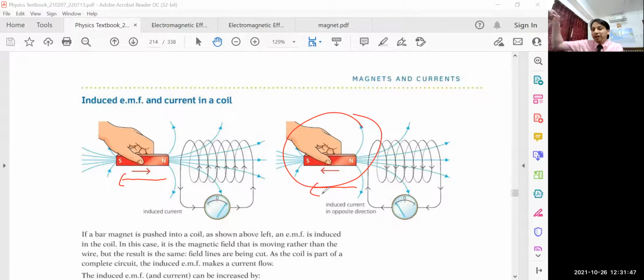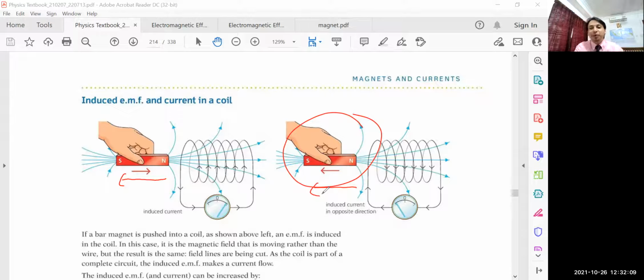Now the magnetic field lines again start crossing the coil. The magnetic field lines are now decreasing as the magnet is going away from the coil. Again, current is induced in the coil. Whether the magnet moves towards the coil or away from the coil, current will be generated. But what direction? You have to predict. You have to take the help of Lenz's law.